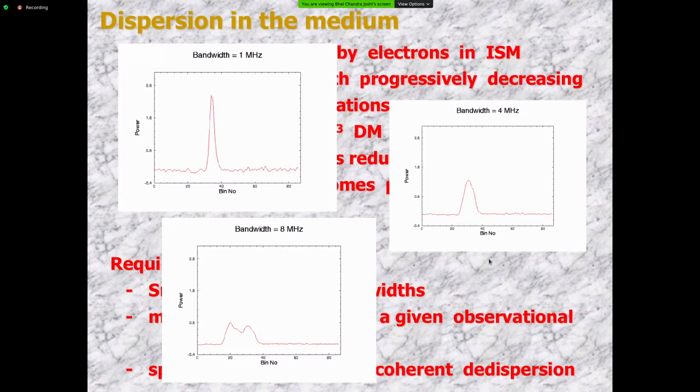Right. So if you have a large bandwidth, 100 megahertz or 200 megahertz, the solution is here on these plots. For example, if you had 8 megahertz bandwidth and had broken it down into 1 megahertz chunks, you would not have seen so much smearing. So the simplest solution is to break 8 megahertz into eight 1 megahertz chunks. This kind of breaking is called filter banking.